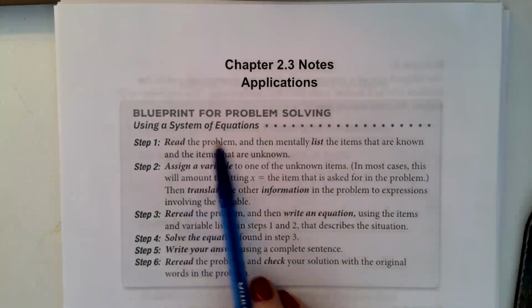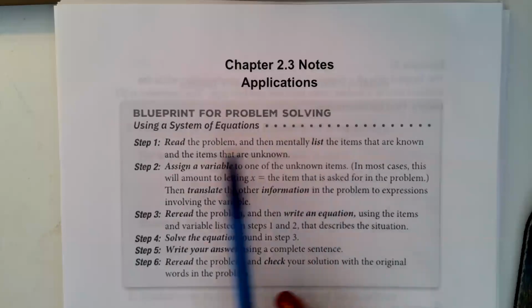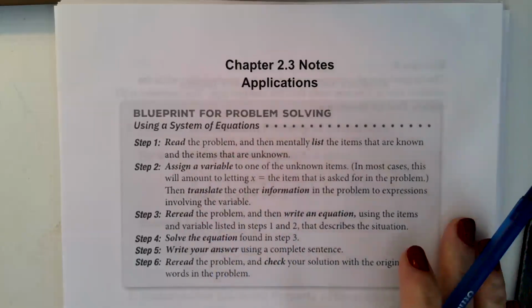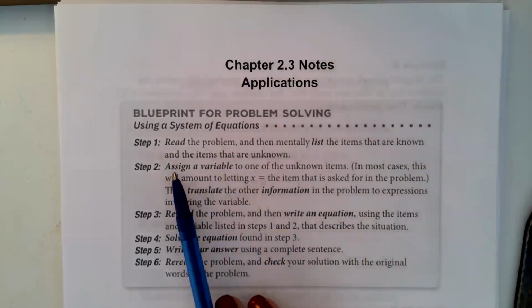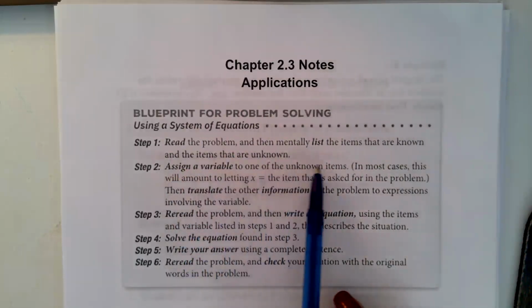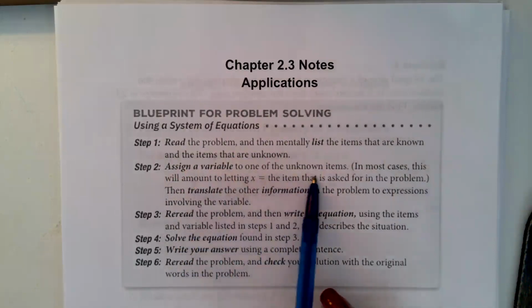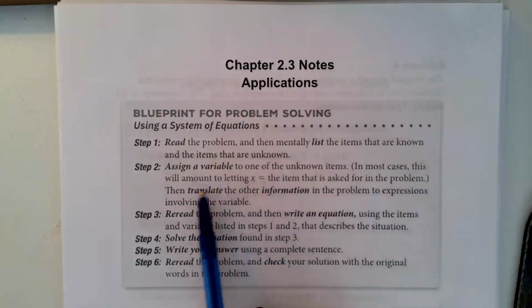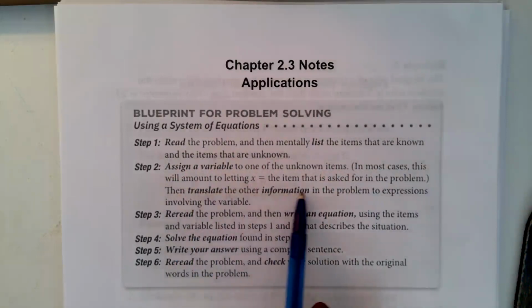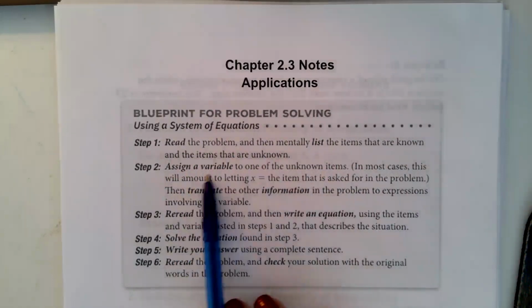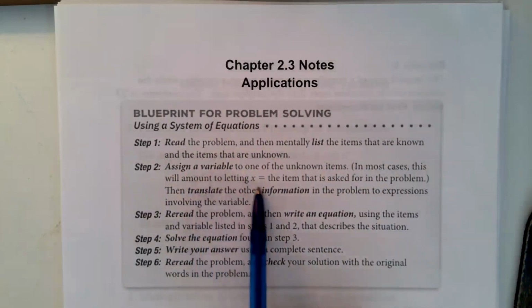So the first is to read the problem and then mentally list the items that are known and the items that are unknown. Writing them on the paper is also a good idea. Step 2, assign a variable to one of the unknown items. In most cases, this will amount to letting x equal the item that is asked for in the problem. Then translate the other information in the problem to expressions involving the variable.